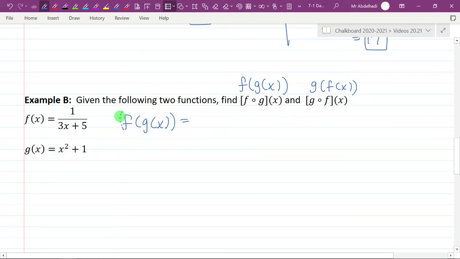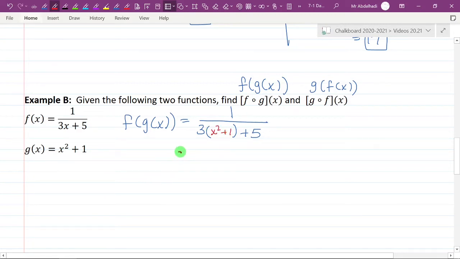Well, what's the outer function? The outer function is this one here, f. So I'm going to write it down, 1 over 3x plus 5, but I'm going to write 1 over 3 blank plus 5. So hopefully you can see the same thing here. This and this are identical, except where there was an x, now there is an empty set of parentheses. And now what goes inside is the inner function, which is g of x, which is this x squared plus 1. That goes in here.